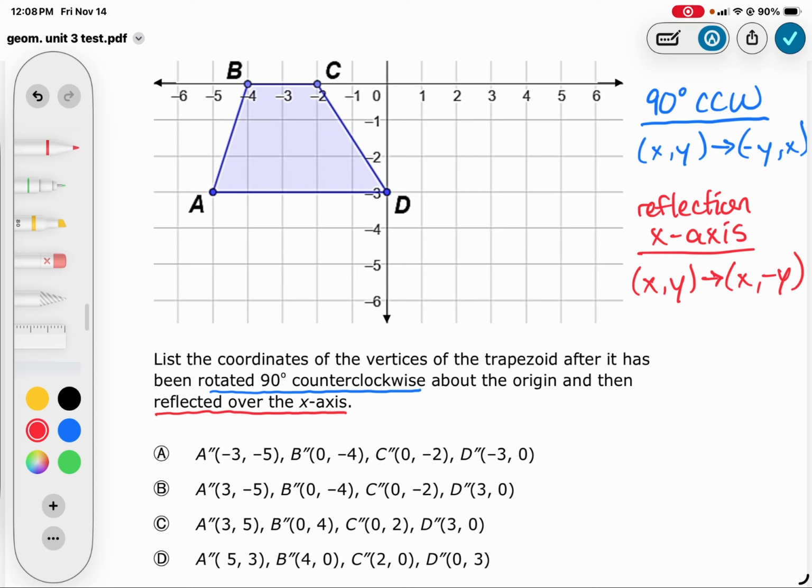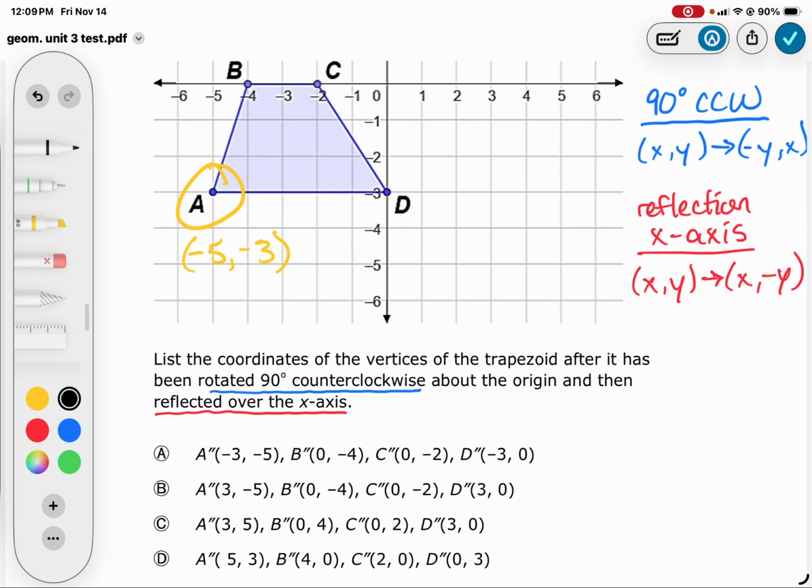So once again, you only have to track one point, one ordered pair. I'm going to just choose A. It's the first letter. The original A starts off at (-5, -3). Once we perform the 90-degree counterclockwise transformation and the reflection over the x-axis, we're going to have a new ordered pair for A. Once we do that, we'll take a look at these answer choices to see which one matches what we came up with.